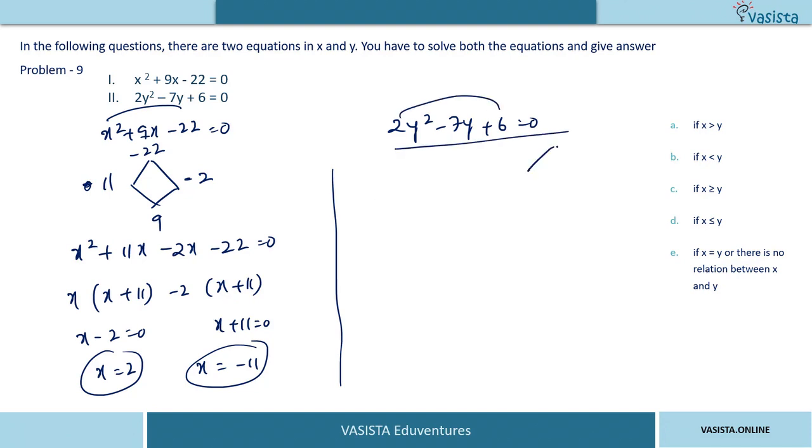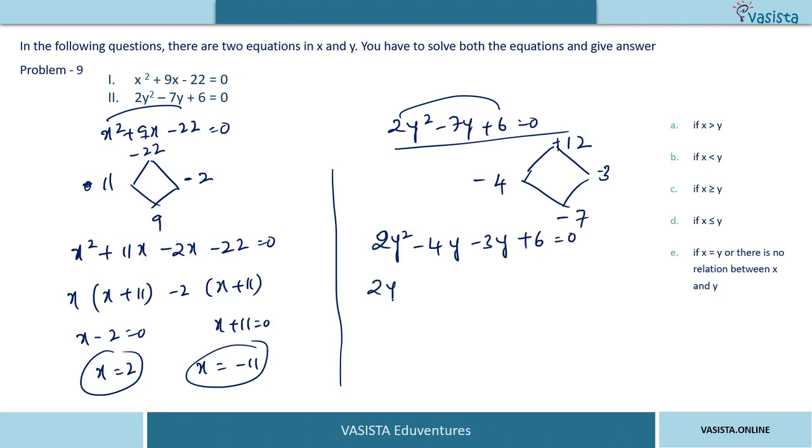6 2s are 12. When you multiply, you should get 12, that is plus 12. When you add, you should get minus 7. So 4 3s are 12, right? 4 and 3. 4 3s are 12. Minus 4 minus 3. So what happens here? 2y square minus 4y minus 3y plus 6 is equal to 0.